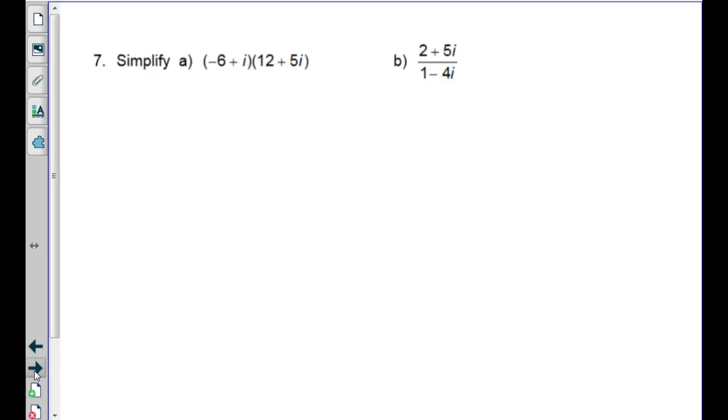Either one of these you need me to do? How do you get rid of the denominator? Because it can't have an i? By? By? Conjugate is the word. What's that mean? 1 plus 4i, yes.